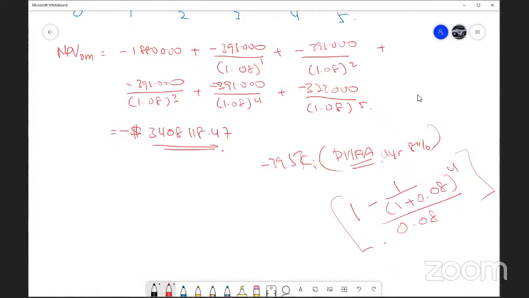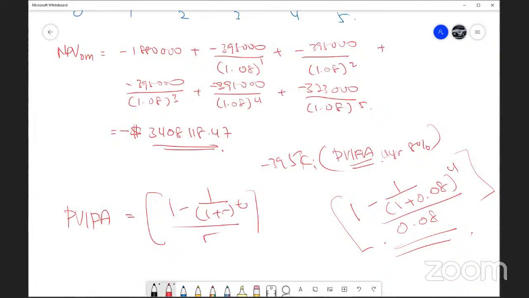Then only you add the following one, discounted by 1.08 to the power of 5 instead. If this is the same repetitive cash flow, you can still use the PVIFA. But unfortunately, your PVIFA table is not given to you, so you need to calculate it yourself. The formula for PVIFA is basically 1 minus 1 over 1 plus r to the power of t, divided by r.